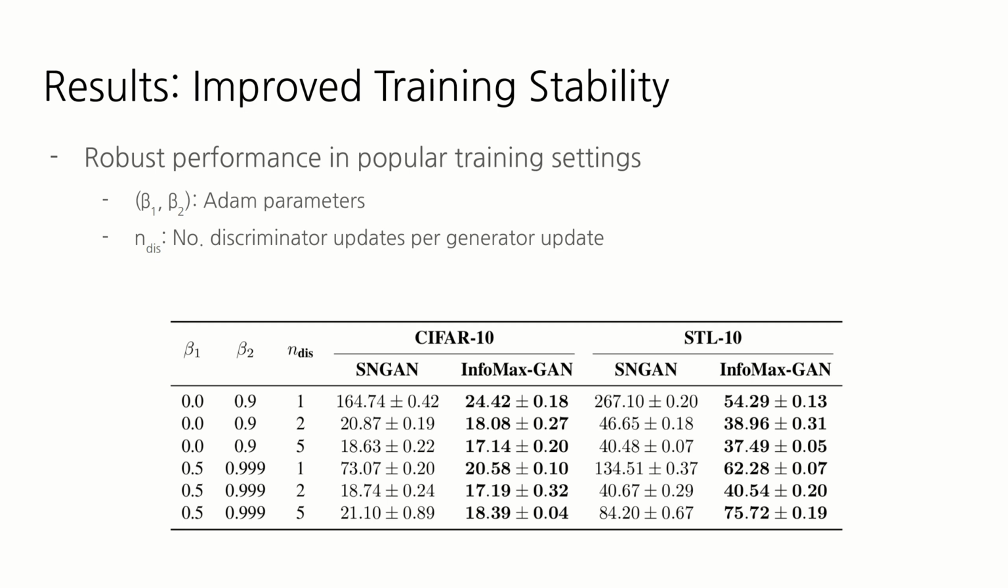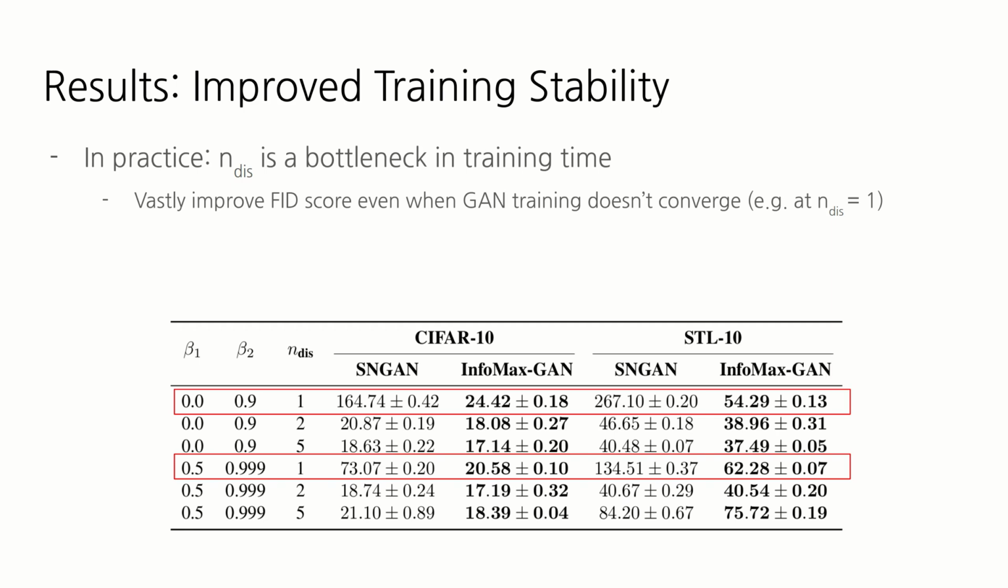Our method also greatly stabilizes GAN training across a wide range of popular training settings and significantly improves FID compared to the baselines in all these settings. In practice, the number of discriminator steps, n_D, is a significant bottleneck in training time. It shows that even at low values of n_D, where SN-GAN training cannot converge, our approach can allow for convergence and significantly improves FID. This suggests our approach can be useful for situations where one is training GANs with a fixed computational budget or on new datasets where the optimal training hyperparameters are not known in advance.